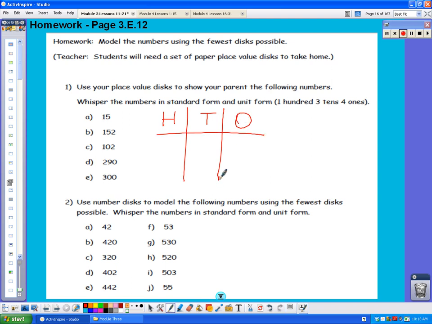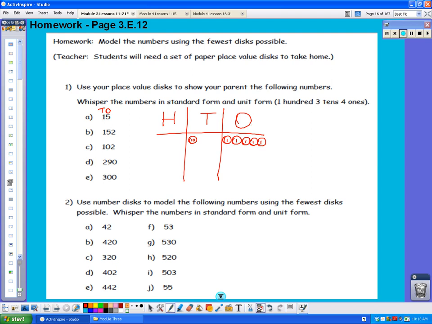Then I'm going to look at my number. Letter A is 15. I'm going to mark my tens and my ones on the number 15. I know that I have no hundreds, so I will not draw anything in the hundreds place. I have 1 ten. And I have 5 ones. 1, 2, 3, 4, 5. So the way to say this in unit form is 1 ten, 5 ones.